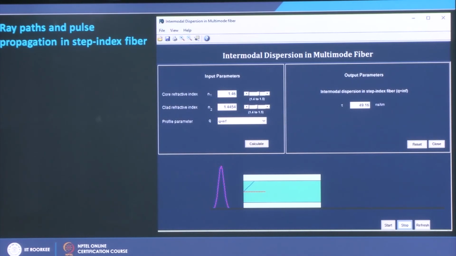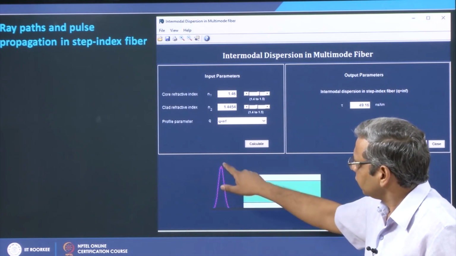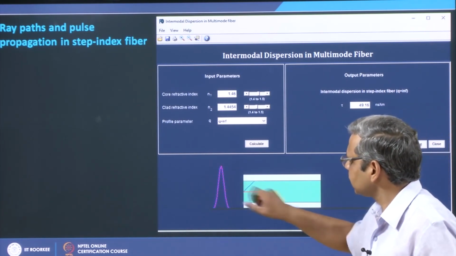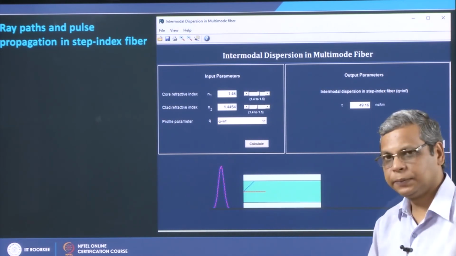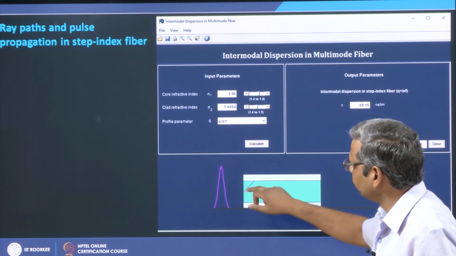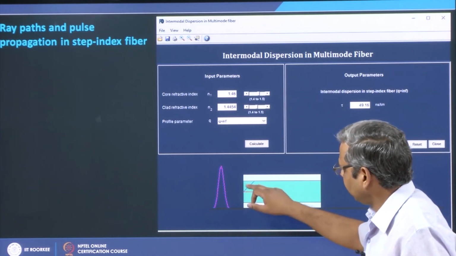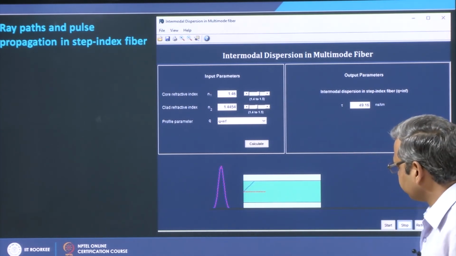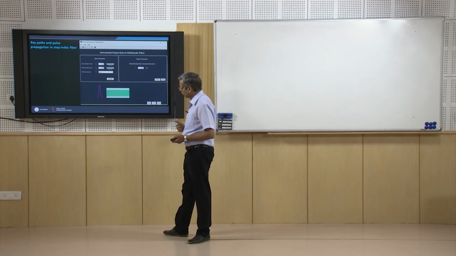Okay, so let us now look at ray paths and pulse propagation in step index fiber. What we have done here is launched these pulses. I have launched this pulse, and the red one corresponds to the energy coupled into the axial ray, and the blue one is the energy coupled into the ray which is launched at an angle. Let us see what happens when the light propagates along these two paths.